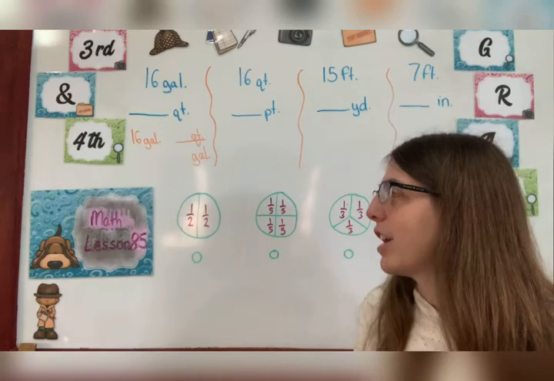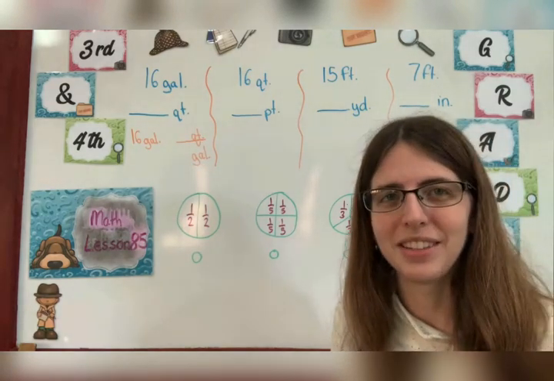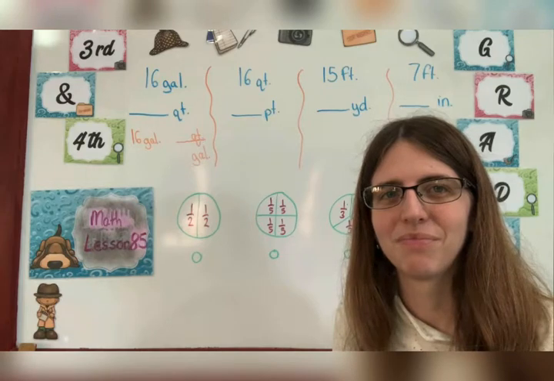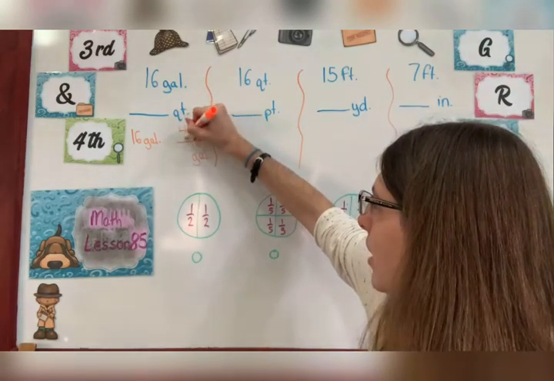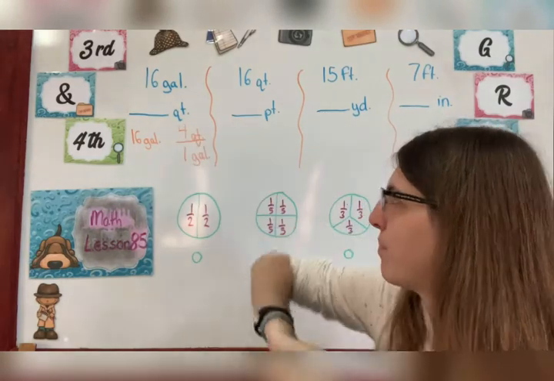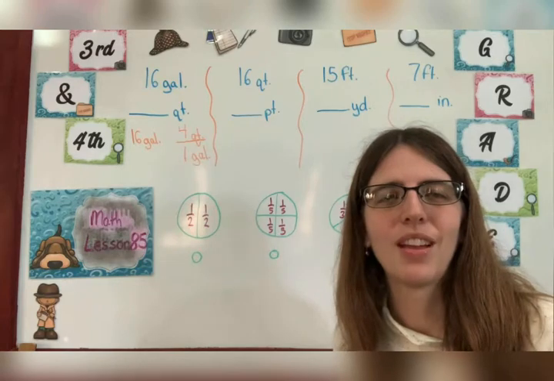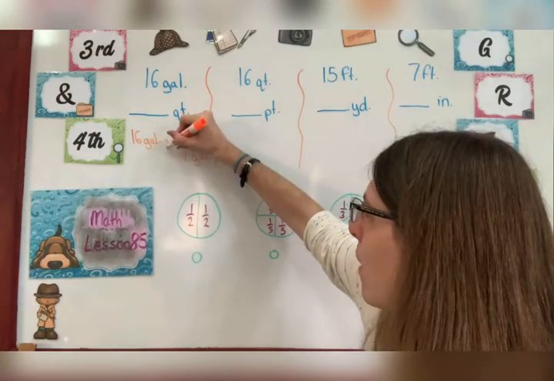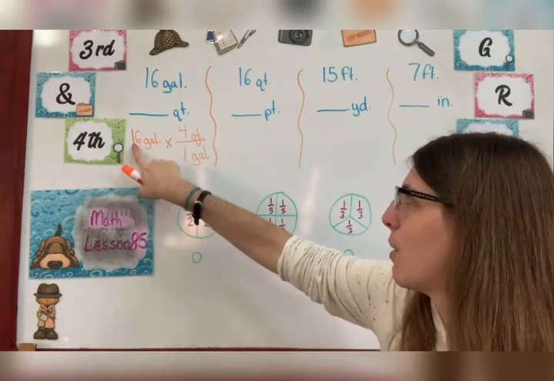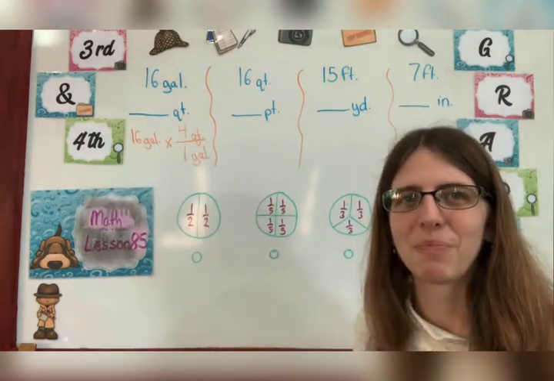So now I write my conversion factor. What's my conversion factor for quarts and gallons? 4 quarts in 1 gallon. Should I multiply or divide? Well, since my number that's bigger than 1 is on the top, I multiply. Very good. So multiply 16 times 4 and put the answer in the blank.